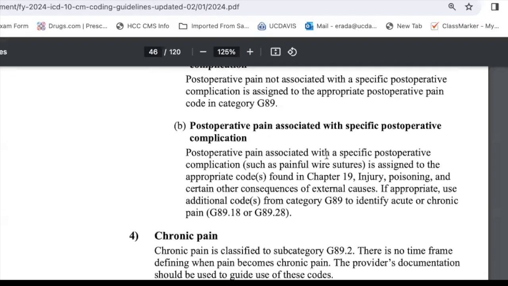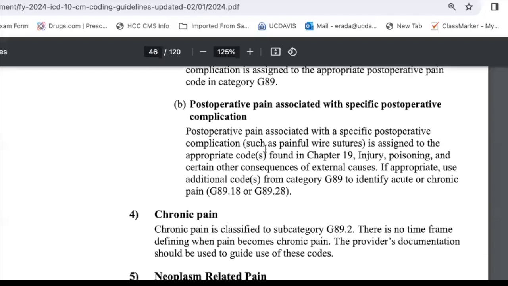Post-operative pain associated with a specific post-operative complication. What is this? It is assigned to the appropriate code found in Chapter 19, injury, poisoning, and certain other consequences of external causes. If appropriate, use an additional code from category G89 to identify acute or chronic pain. So what does this mean?